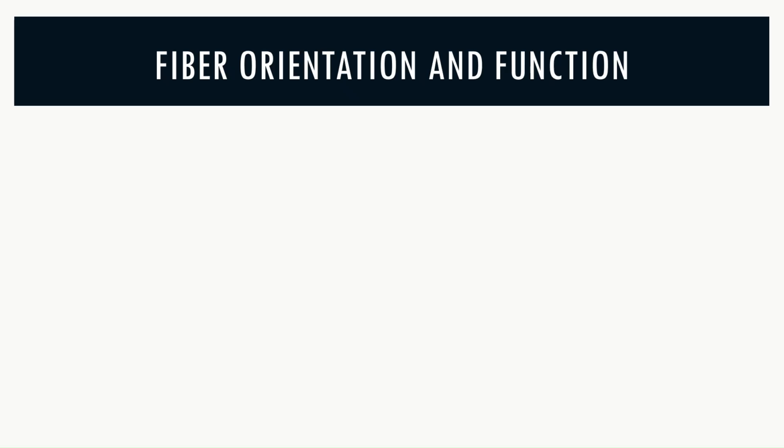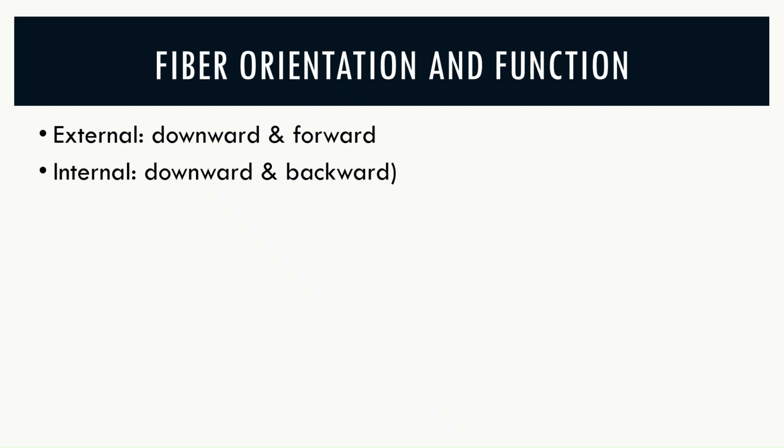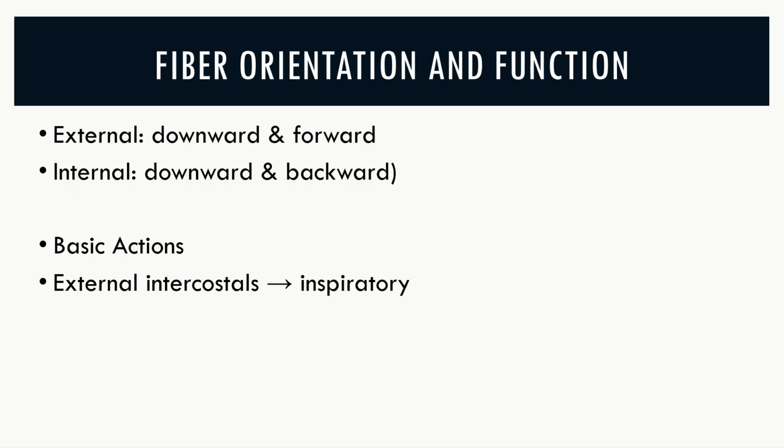Fiber orientation and functional roles of intercostal muscles. External intercostal muscles run obliquely downward and forward, whereas internal intercostal muscles run downward and backward. This difference in orientation determines their functional roles. Based on fiber orientation and rib mechanics, external intercostal muscles are primarily inspiratory, while internal intercostal muscles are primarily expiratory muscles.